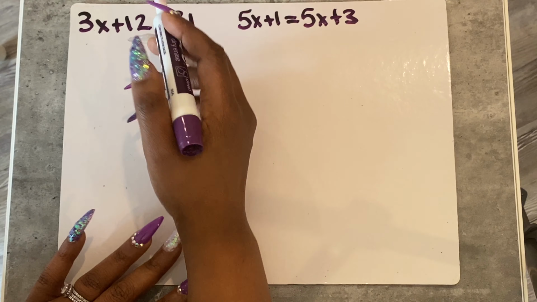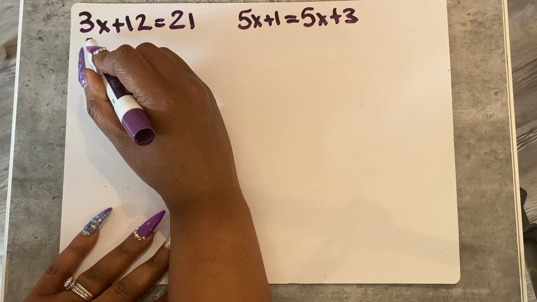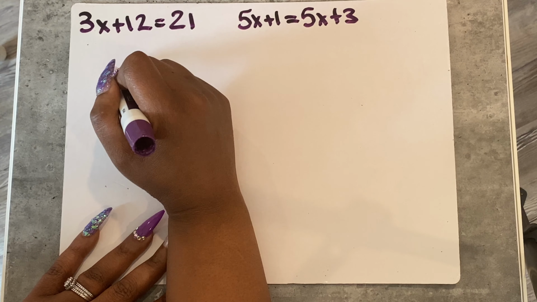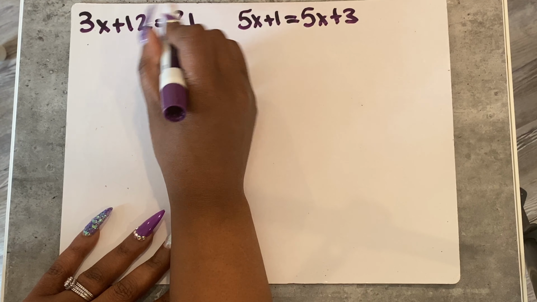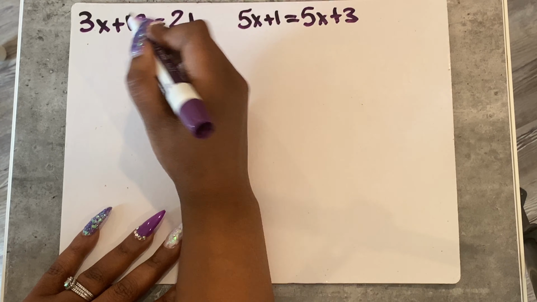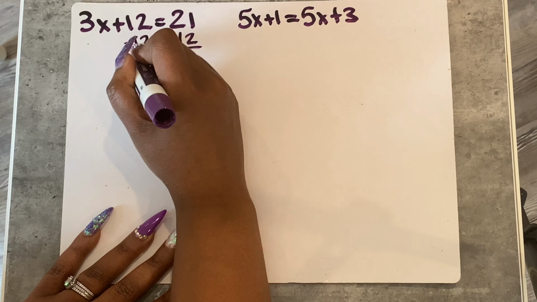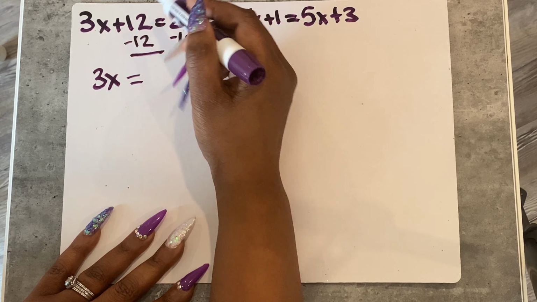So let's get started. I'm going to look at this as a two-step equation because I don't need to distribute anything. I don't need to combine anything. I don't have variables on both sides. I just need to determine what is my x. So this is just a straight two-step equation. So we're going to subtract 12 from both sides. And I'm going to bring down what I did not use.